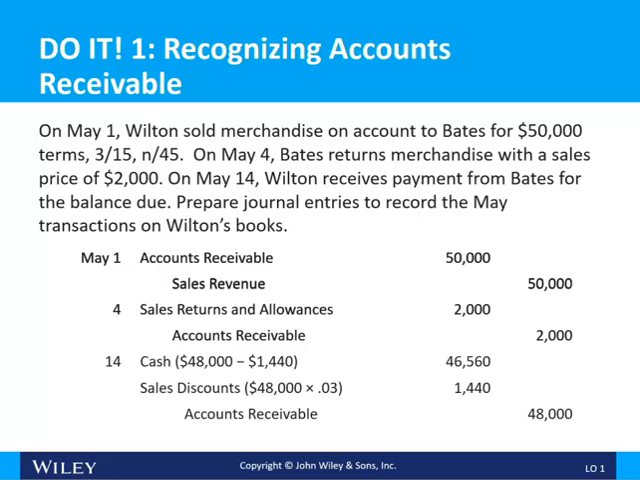Debit the cash received, which is less than that $48,000 because of the discount. The amount of the discount is 3%. So if you remember the terms up here, 3/15 net 45, 3% discount if paid within 15 days, which they did. So 3% of the amount due, $48,000, is $1,440. Our cash is reduced by that amount. So we debit cash $46,560.